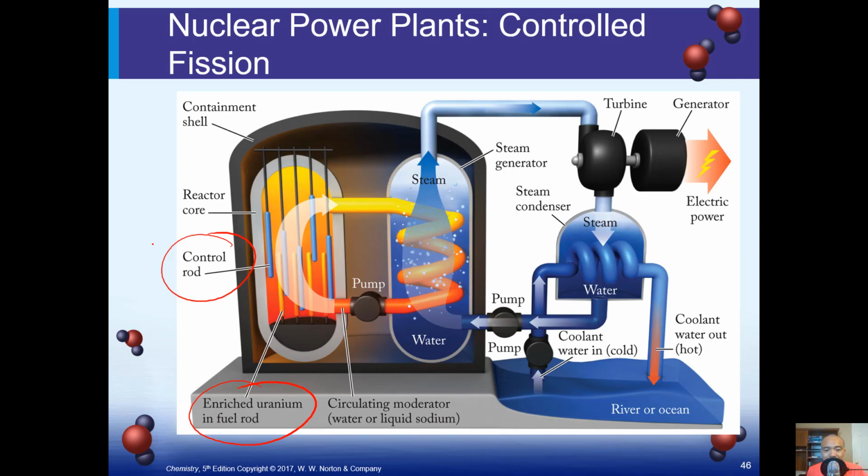The fission chain reaction generates a significant amount of energy in the form of heat, which is used to convert water to steam. The steam then flows through a steam turbine generator to produce electricity. The steam is then cooled and condensed back to liquid water and recycled through the system.